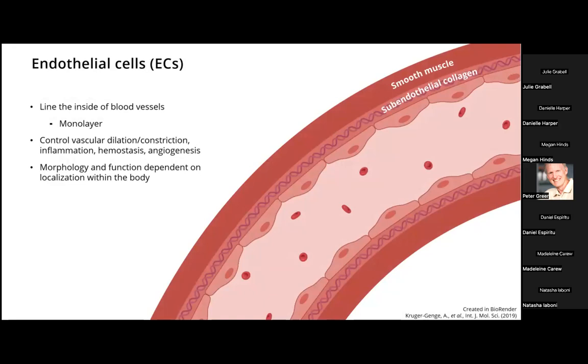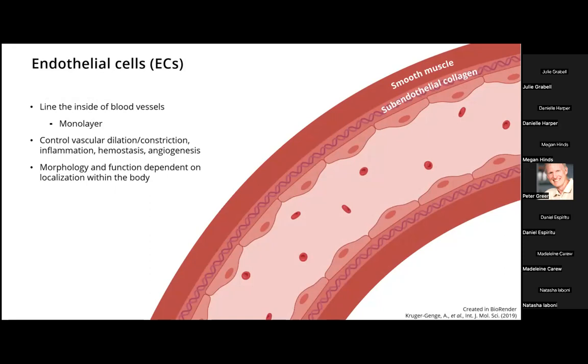So they have quite a few functions, including things like the control of vascular dilation and constriction, which influences blood flow. They also play a role in inflammation, as they themselves can release inflammatory components, and they can also increase and decrease permeability. They are implicated in hemostasis as well as angiogenesis, so the formation of new blood vessels.